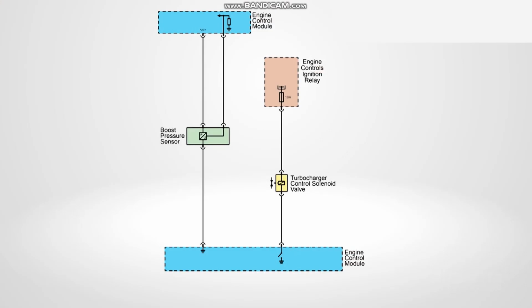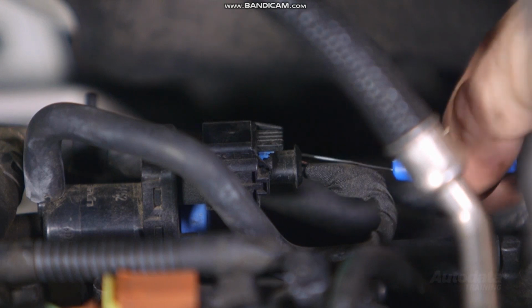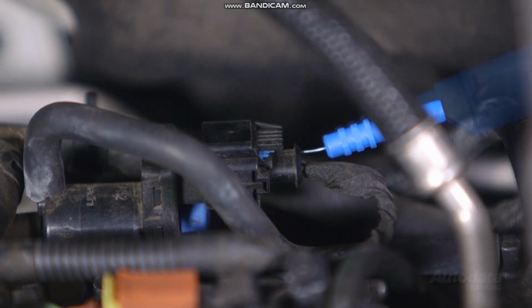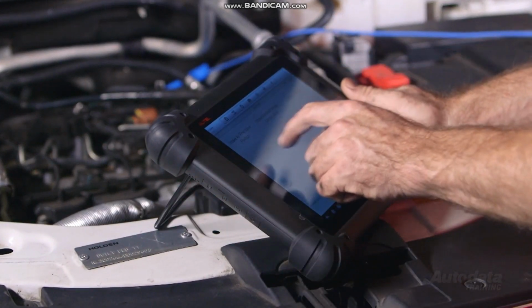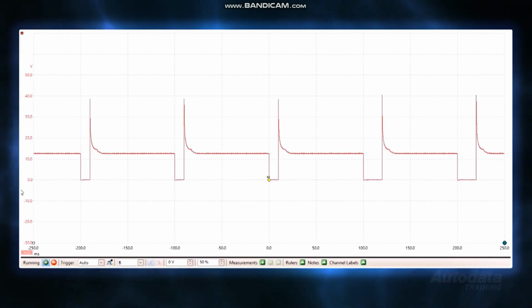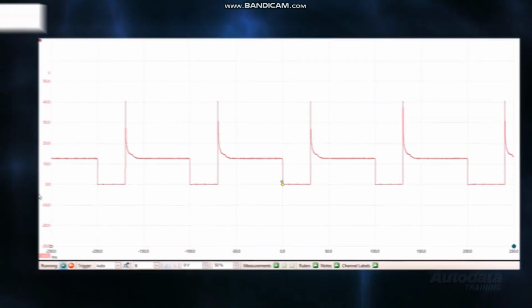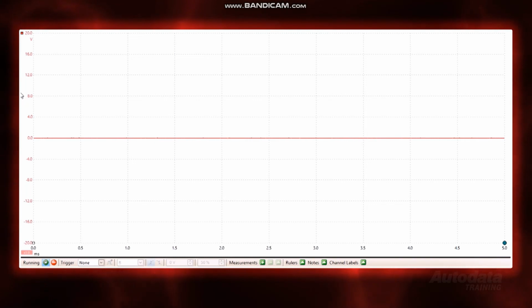The ECM controls the wastegate control solenoid via pulse width modulation of the low side circuit. This test is best performed with an oscilloscope and scan tool used together. Back probe the low side terminal of the control solenoid with one channel of the scope. Using a scan tool, activate the wastegate control solenoid. You should see a square wave pattern that reflects the scan tool command. A steady battery voltage signal may indicate an open circuit or short to voltage on the low side path.